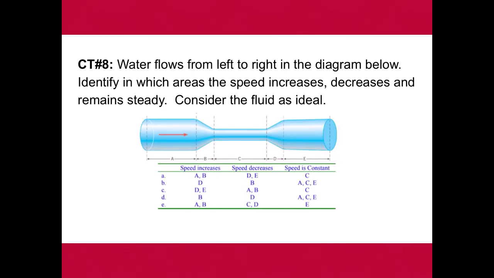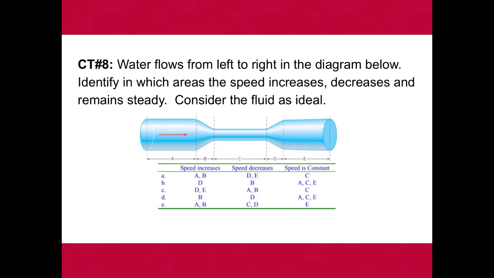Concept test number 8. Water flows from left to right in the diagram below. Identify which areas the speed increases, decreases, and remains steady. Consider the fluid as ideal. All right, so once again, find your answers, justify your answers. Don't just choose a letter, justify your answers, and then when I give you the right answer in a second, you can go back and change your answer. That's an important part of the process, all right? So go ahead and pause the video now.